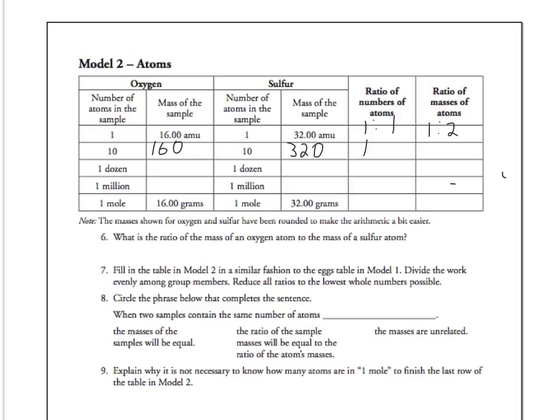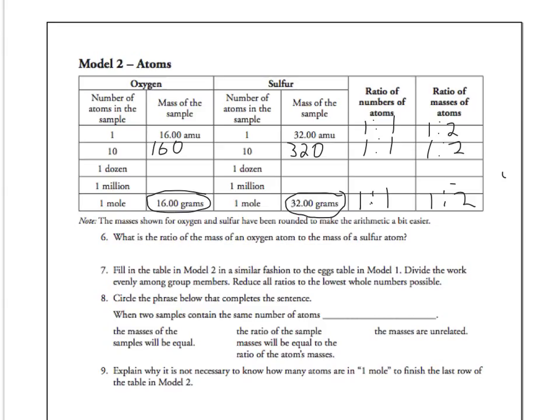And still the ratio of the atoms would be 1 to 1, and still the ratio of the masses would be 1 to 2. So if we continue on, eventually we could get to a point where we had added 16 grams of oxygen. And if we were always adding an oxygen every time we added a sulfur, then we would also have 32 grams of sulfur. In that case, the ratio would still be 1 to 1, and would still be 1 to 2.